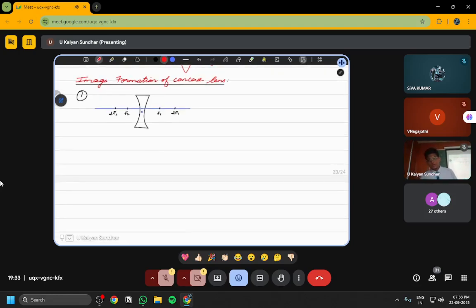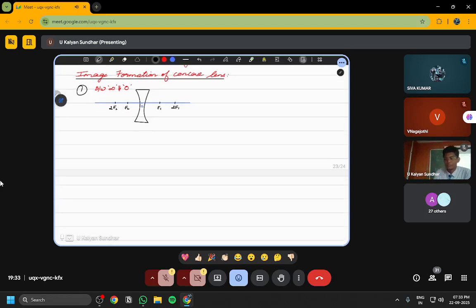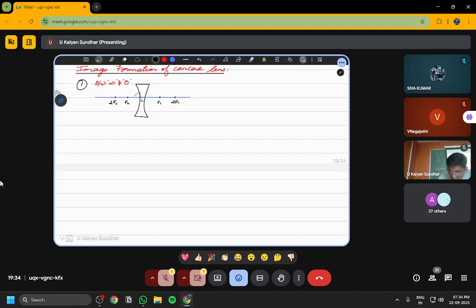So the first one is about when it is being placed between optical center and the focus. Then, infinity to the optical center. இதுக்கு நடுவுல எங்க வச்சாலுமே, let me take, so first one is between infinity and optical center. Right. So I'm just placing it here, somewhere here.